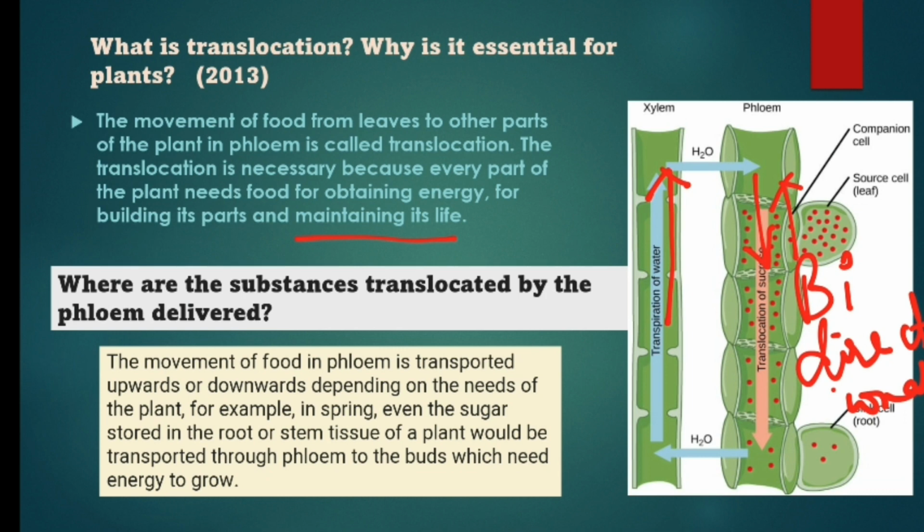So what happens is that it is delivered to different parts of the body from the leaves. Okay, leaves are the site where the food is produced, and then it is taken up from there and moved in different directions, and then it is transferred to different parts of the plant where they need energy to grow. All right.